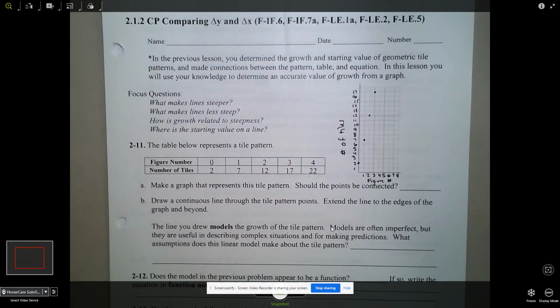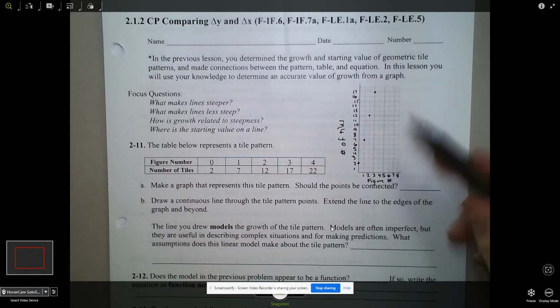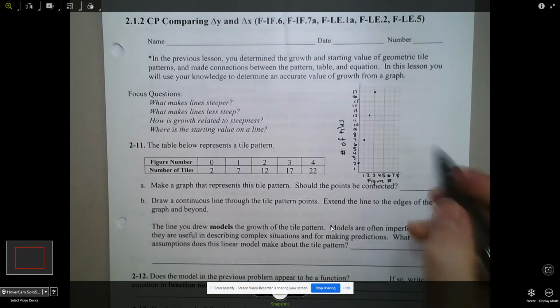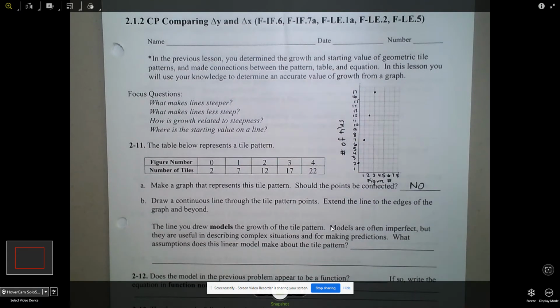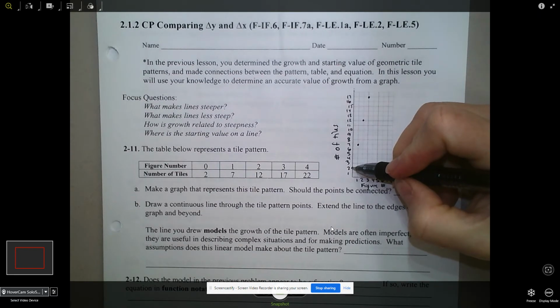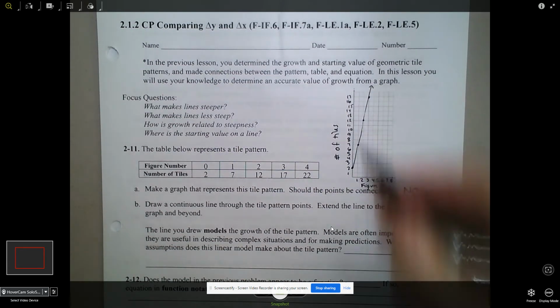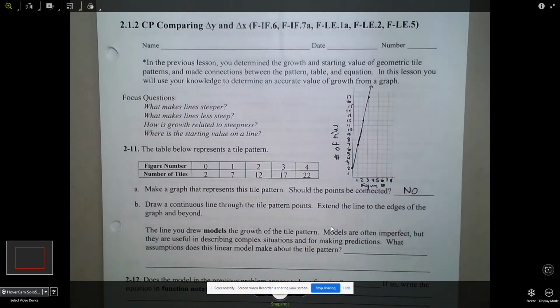However, when we talk about graphing and then writing it as an equation, the equation represents a line. And so we will often think of this as a connected line when we're trying to make the jump from graph to equation. Make a graph that represents this tile pattern. Should the points be connected? We would say no. Draw a continuous line through the tile pattern points and extend the line to the edges of the graph and beyond. So we would start here. We don't have any negative figure numbers. We would draw a line through with an arrow because it could continue to go on and on forever.